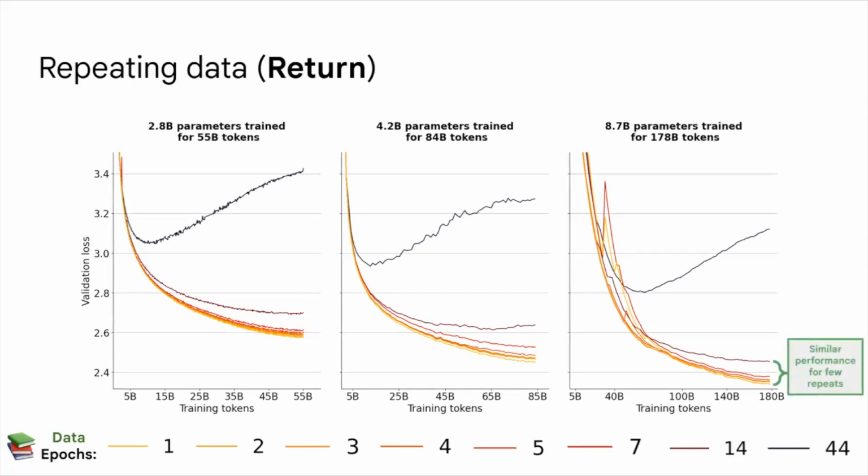However, for few repetitions, we get roughly the same performance. And yeah, this means that we might not have to collect as much unique data and can rather do a few more epochs on our existing unique data.